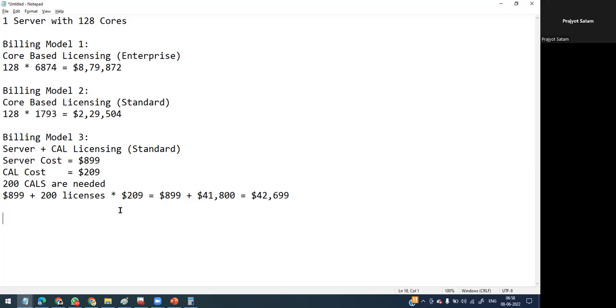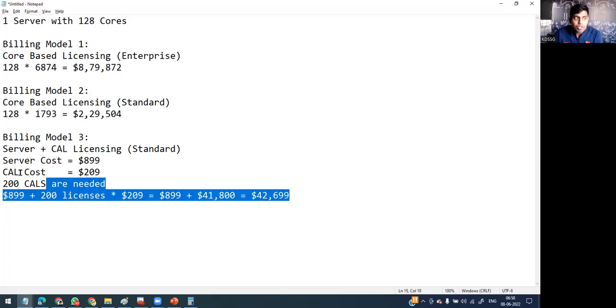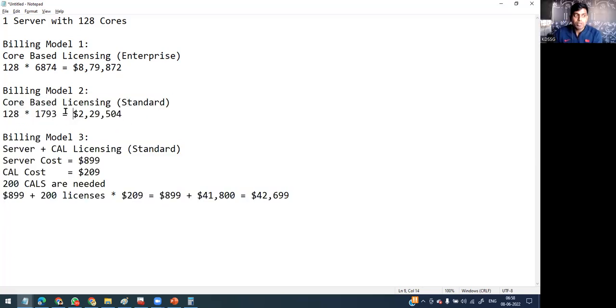Which kind of billing model is mostly used? That's a good question. It's tough to say because this judgment must be made in the organization. I'll tell you, sir, 200 licenses at $42,000 is still a cost saving. If you go for core-based billing, you're spending 229,000 for the same 200. So you know your license cost, you know your CAL, your client access license, so you're saving money, sir.